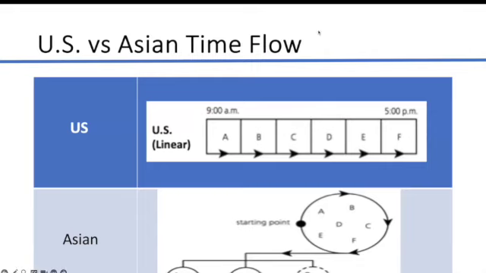Okay, now in Asia, they have a different view of time. On the top here is US linear time going A, B, C, D to E, F, right? So 9 a.m. to 5 p.m. Whereas in Asian time, there's more of a view of it as being cyclical instead of linear. The past is important, the present is important, and the future too, but you can look at it as a whole instead of always being focused on just getting to the future.